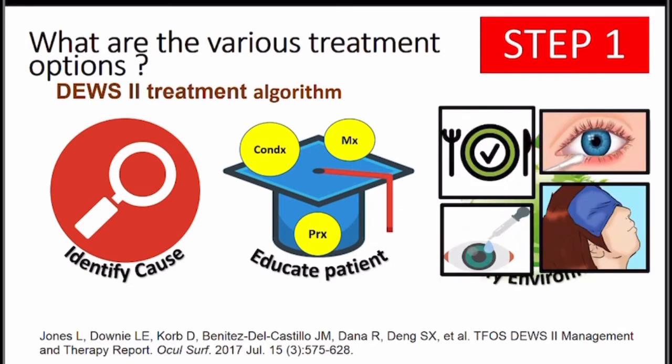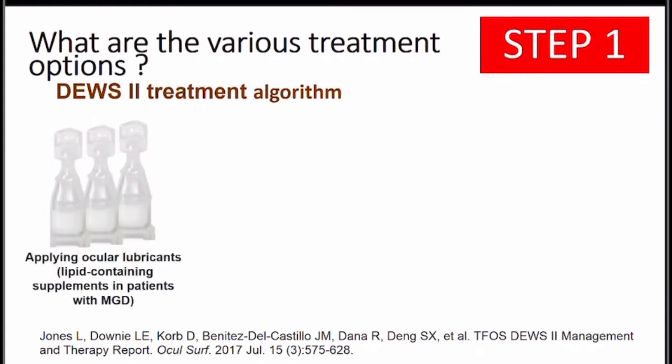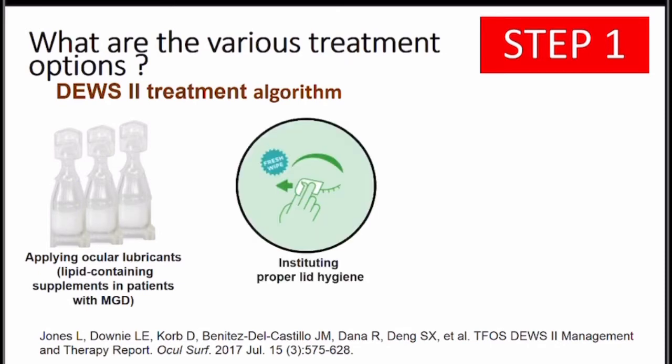We have to modify the environment, as I mentioned earlier. We have to improve the nutrition, clean the lids, and apply warm compresses and lubricants. One of the useful lubricants for the evaporative type of dry eye is the lipid-containing supplements, and this has really been a game changer in the treatment of a certain type of ocular surface disease.